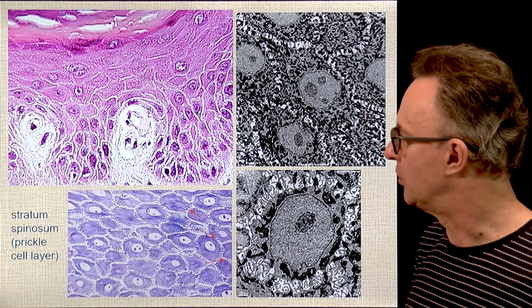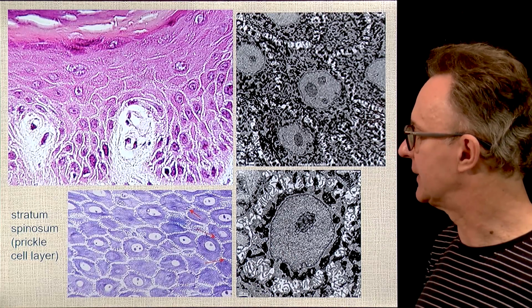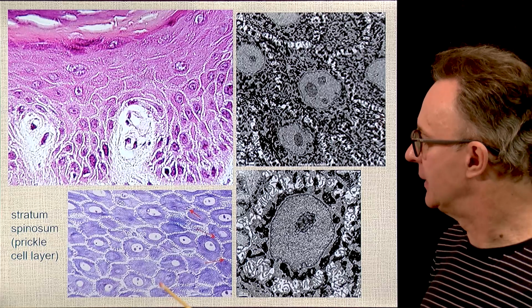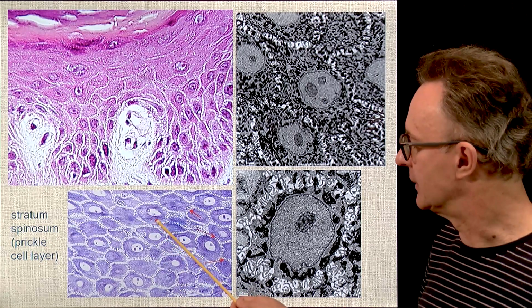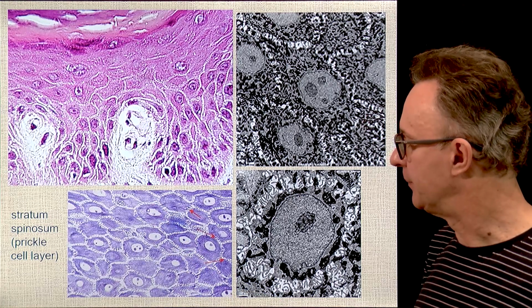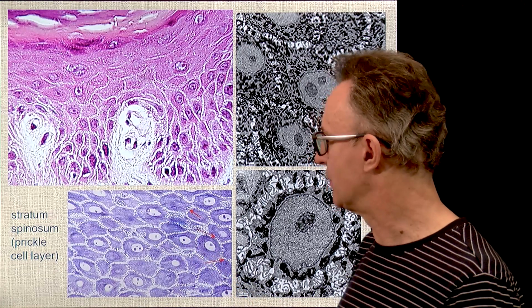This is the polygonal layer with prickle cells, and you see the tiny extensions of the cells where the cells are bound to the adjacent cells with desmosomes.